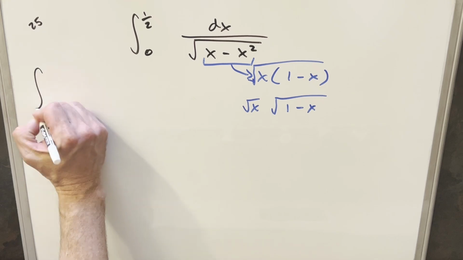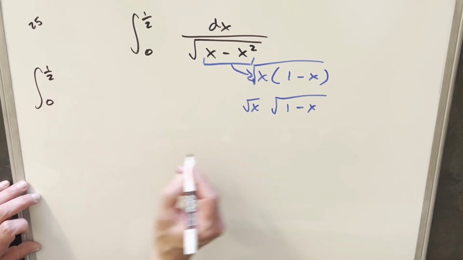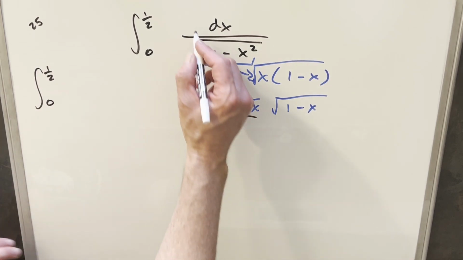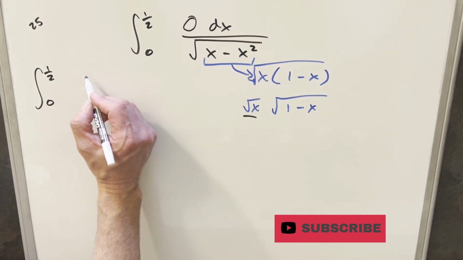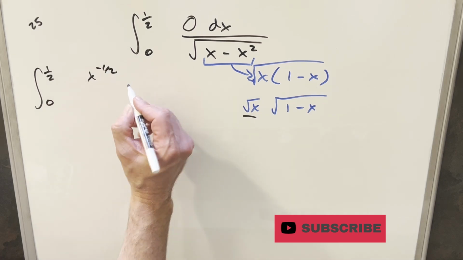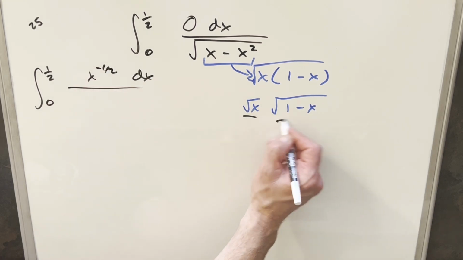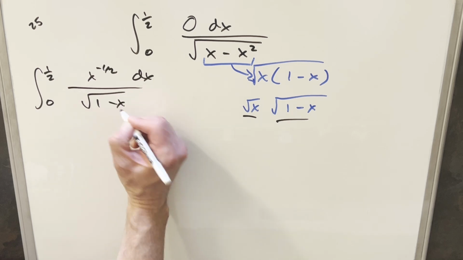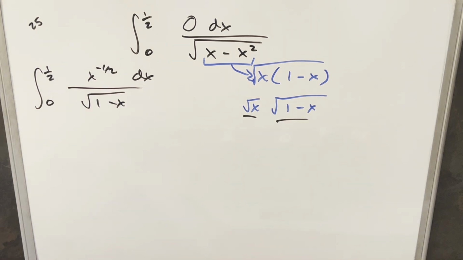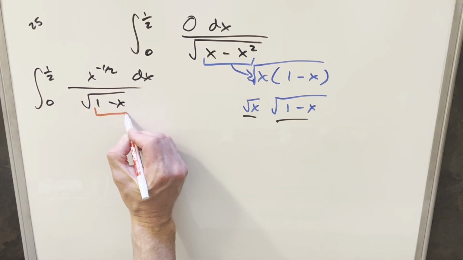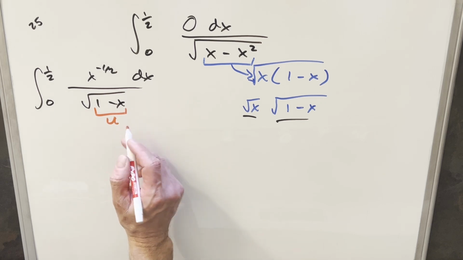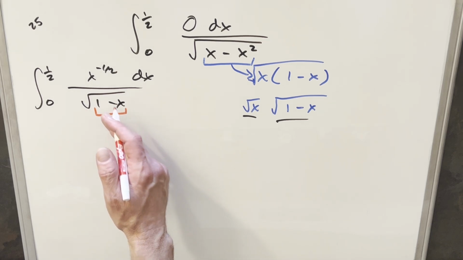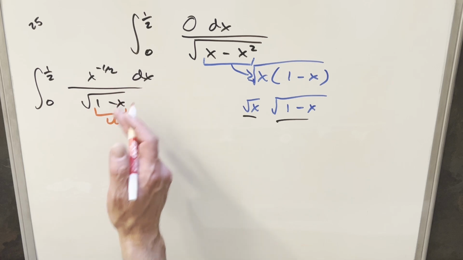And then I'll go ahead and rewrite this. I'm going to take this square root of x and bring it into the numerator. So I can write this as x to the minus 1/2 in the numerator, dx over this square root of 1 minus x. What I'm trying to do here is a u substitution. But notice if I do my u substitution for 1 minus x, the derivative of this is minus 1. I don't think it's going to work very well with x to the minus 1/2.